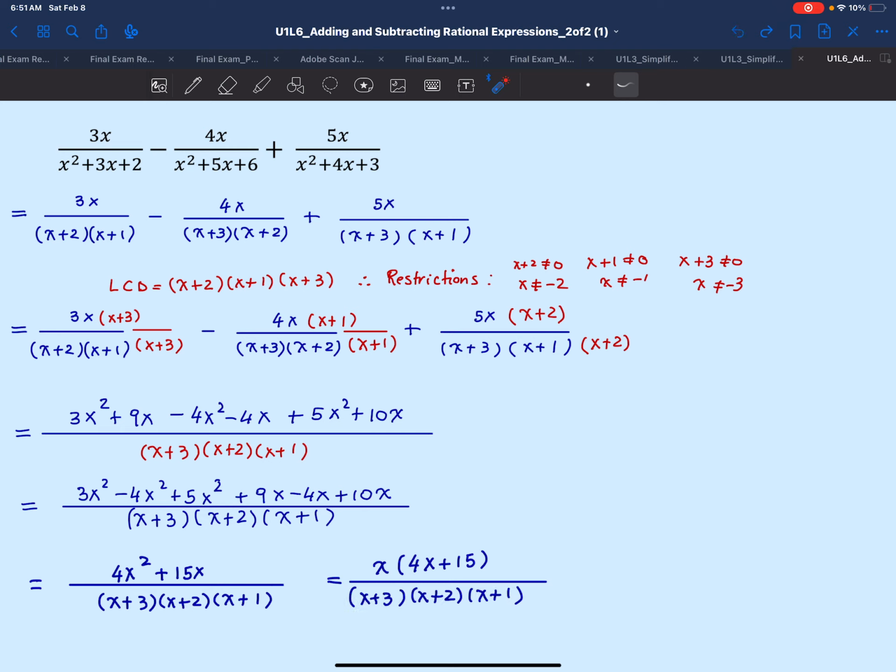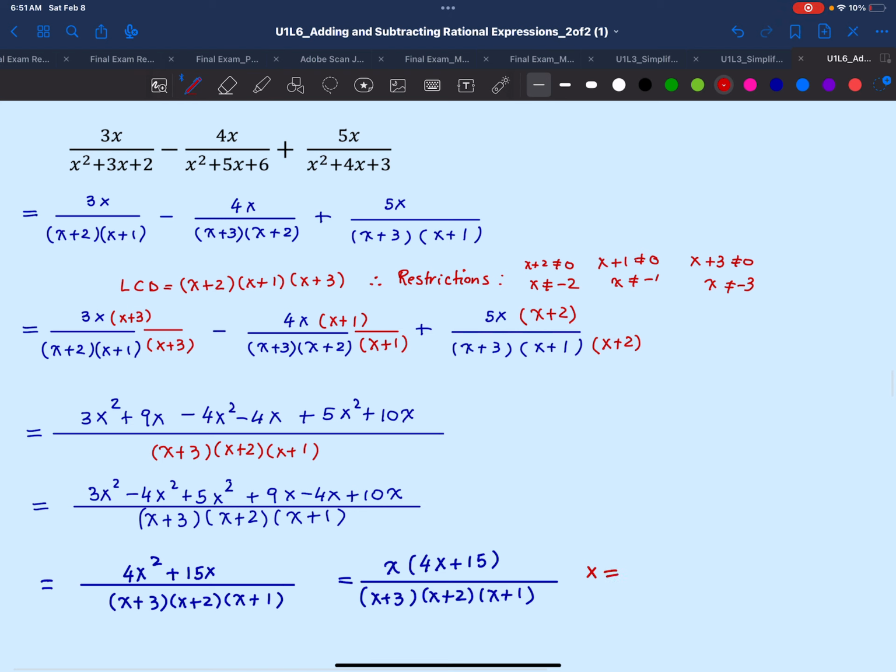So we're going to say that the final answer is x times (4x plus 15) divided by (x plus 3)(x plus 2)(x plus 1), under the condition that x cannot equal negative 2 or negative 1 or negative 3.